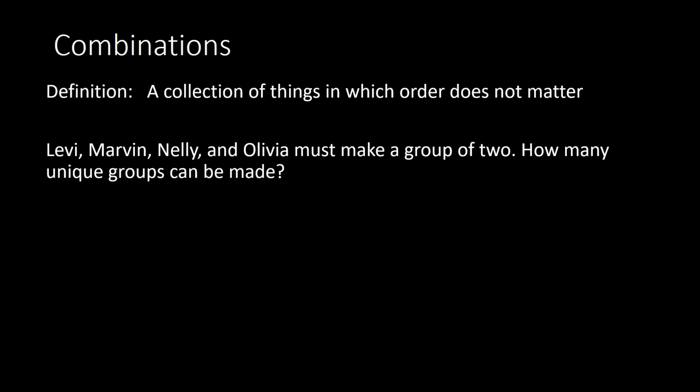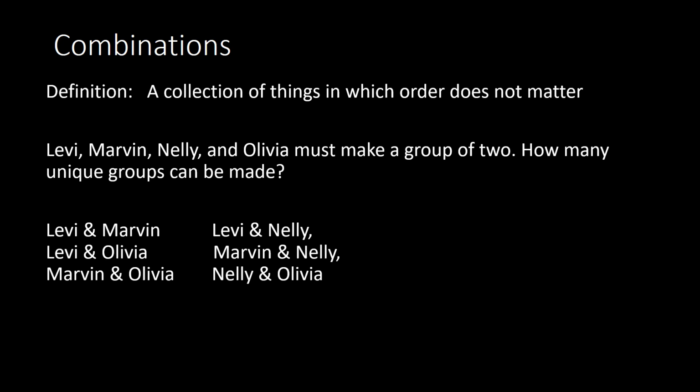So an example of this would be Levi, Marvin, Nellie, and Olivia are trying to make a group of 2. And the question is, how many unique groups can be made? So with a group of people, it doesn't matter the order in which I pick the group. So the possibilities that I have could be Levi and Marvin, Levi and Olivia, Marvin and Olivia, Levi and Nellie, Marvin and Nellie, or Nellie and Olivia. So we have 6 options. But it doesn't matter if I pick Levi and then Marvin, or Marvin and then Levi. The order does not make a difference.